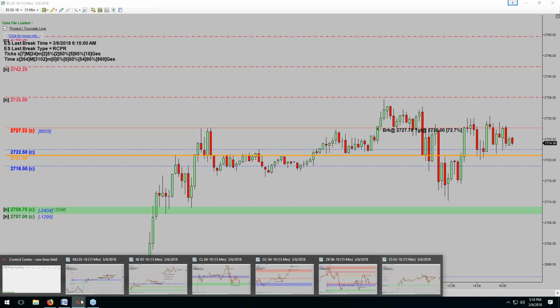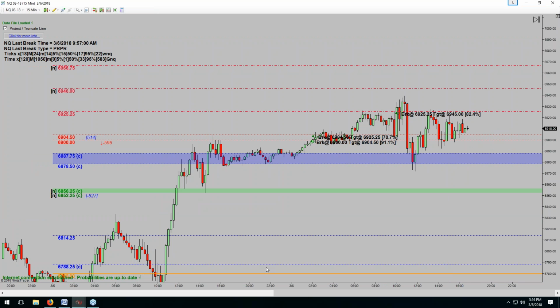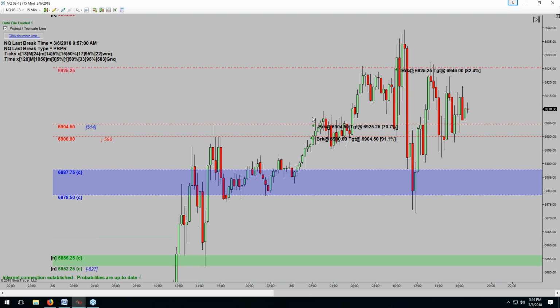All right, so what's left? I think NQ and ZB. All right, so here's NQ. Yes, these will update during the day. So you may start out and there's nothing going on, you don't have any signals, and then these pop up. So as price breaks here, this will pop up here. So this is constantly updating.